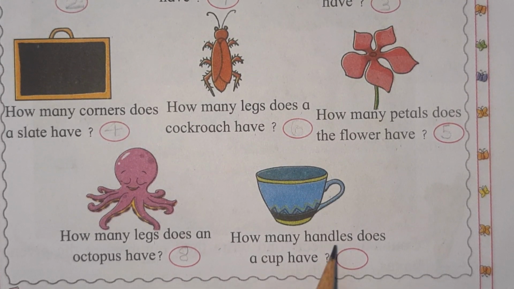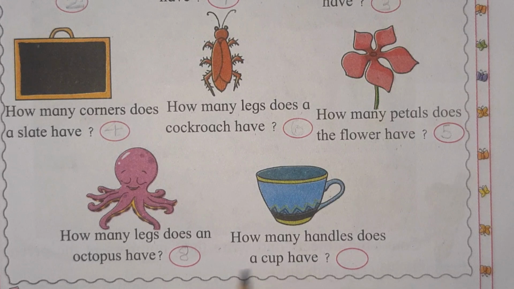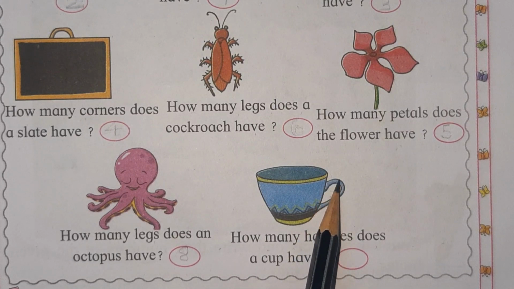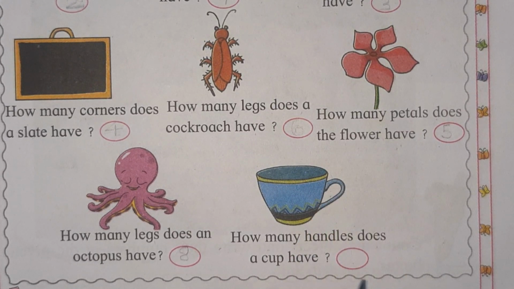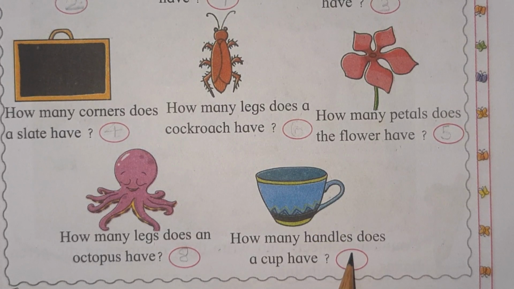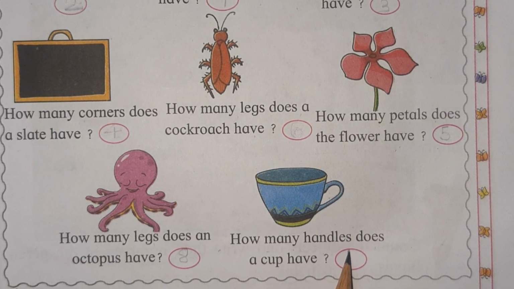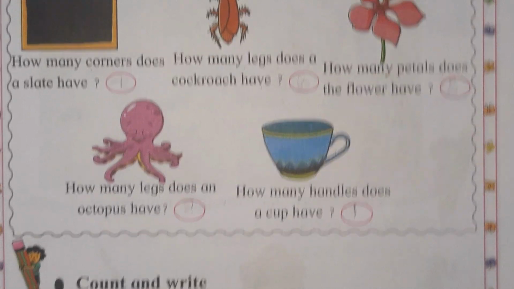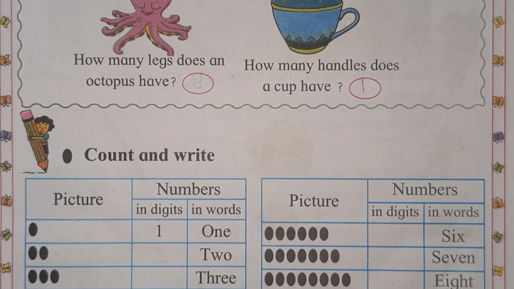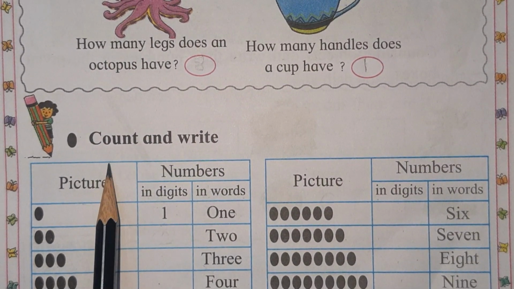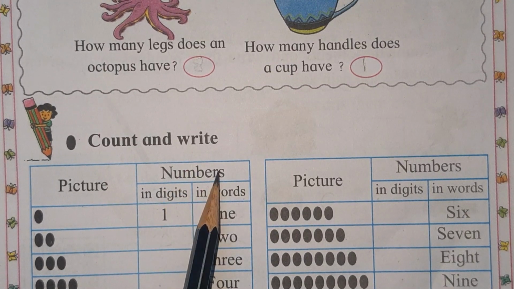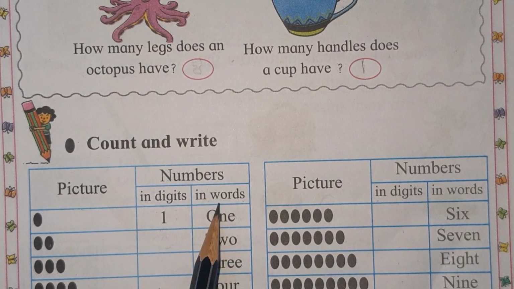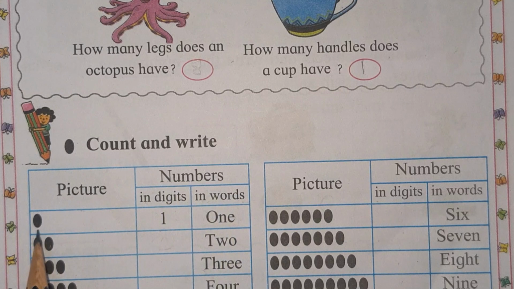How many handles does a cup have? Handle means this. This one only. We'll write only 1. Now, come down all of you. Count and write numbers in digit and in words.